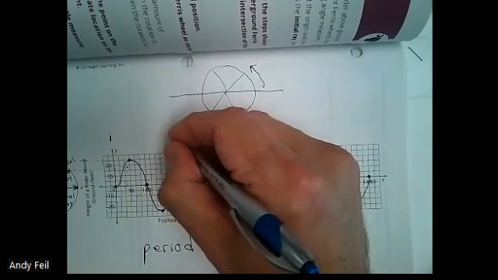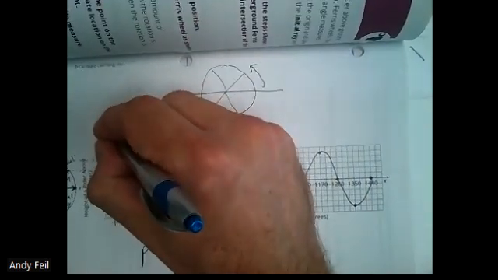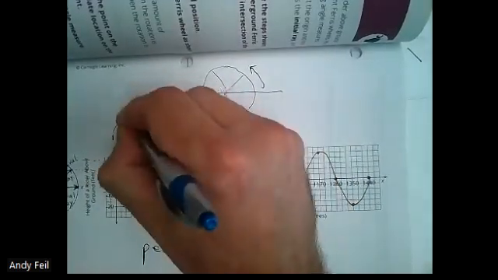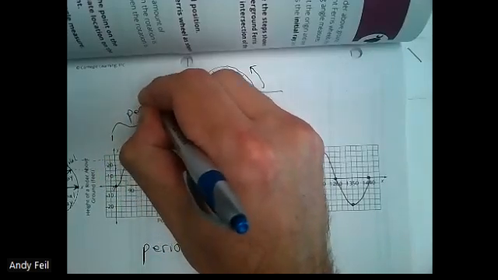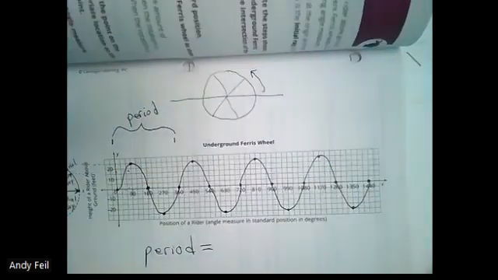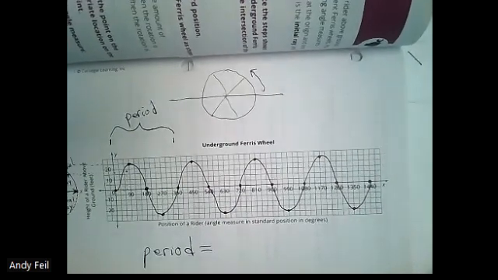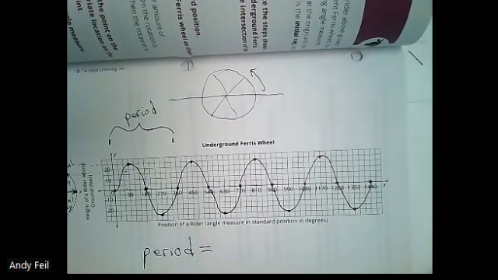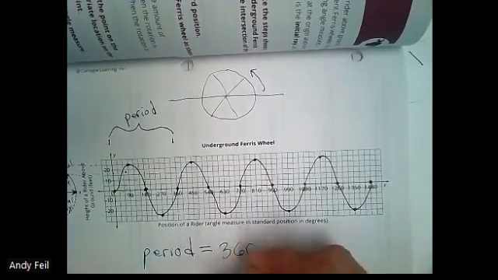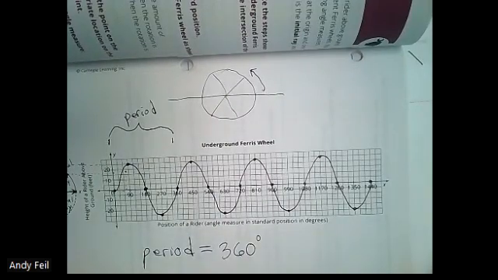360. So to right there, from there to there, from there to there, that is the period. The period is from 0 to 360, or from 360 to 720, or from 720 to 1080, and so on. How far is the period? 360 degrees. That's exactly right.